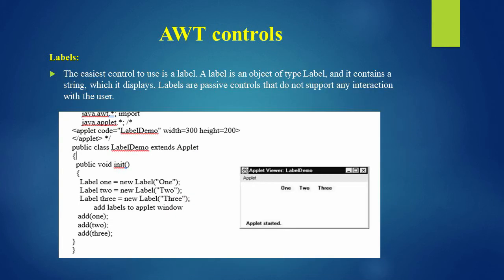The next topic is AWT controls. First one is label. The easiest control to use is a label. A label is an object of type Label and it contains a string which it displays. Labels are passive controls that do not support any interaction with the user. A simple example for adding the label. To achieve this, we have to add the label by calling the method Label.